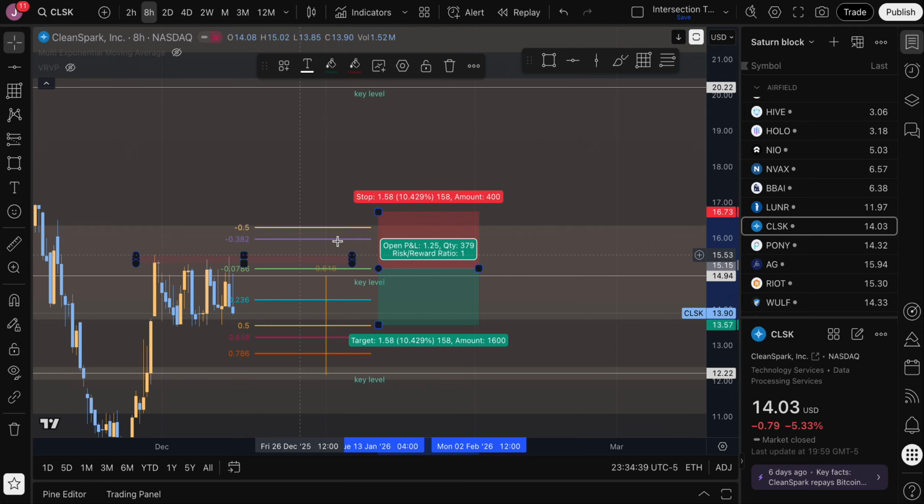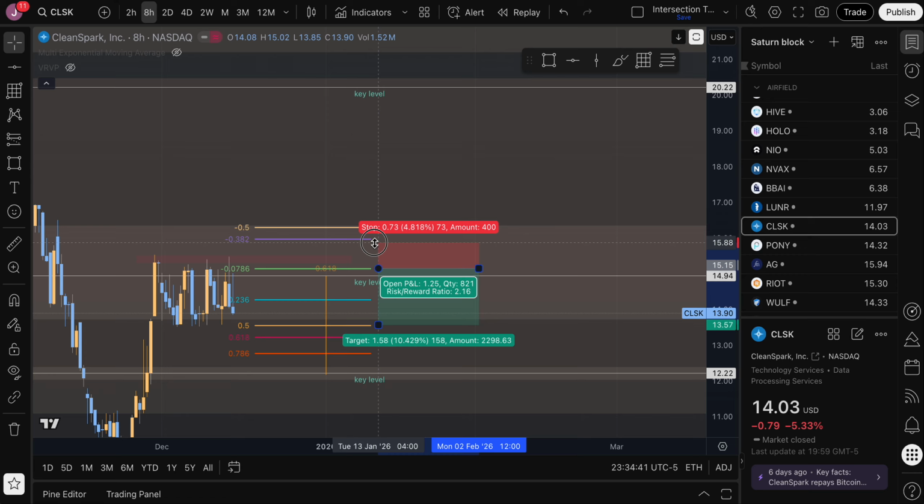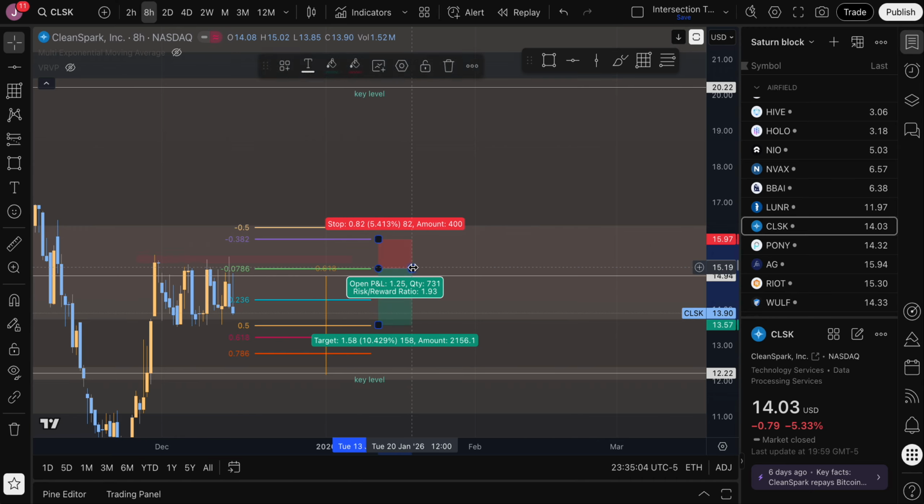So when I look to the left, we don't really see too many wicks, so I'll use the 382, and then TP1 is going to be 0.5, that's correct. And you can see by offsetting the entry and having a tighter stop, you can get potentially a 2 to 1.